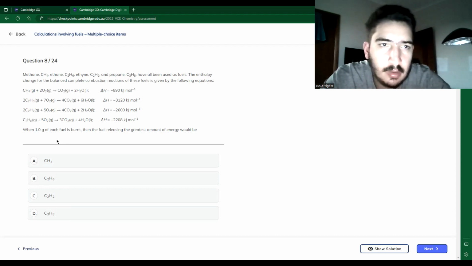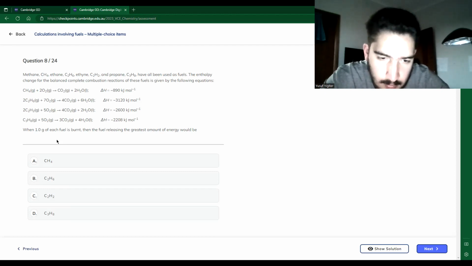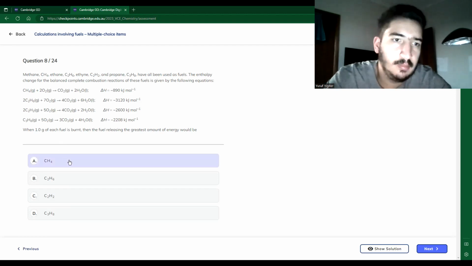Way bigger. 12 times 2 plus 2. 1 divided by that. Times it by 2,600. Nope, the second one's still bigger. So 12 times 3 plus 8. 1 divided by that. Times it by 2208. All right, my final answer.